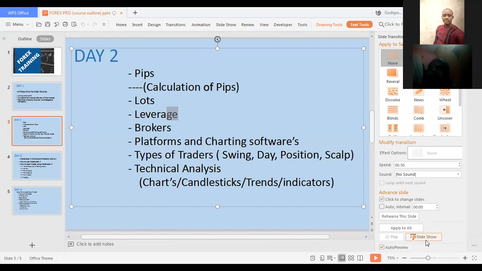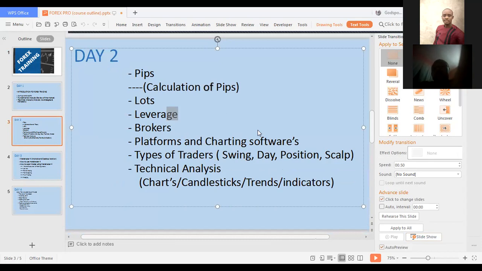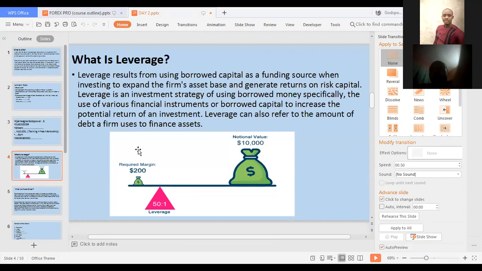What exactly is leverage? Leverage is when brokers, just a minute, let me show you the PDF. Leverage results from using borrowed capital as a funding source when investing to expand the firm's asset base and generate returns on risk capital. Leverage is an investment strategy of using borrowed money, specifically the use of various financial instruments or borrowed capital to increase potential returns of an investment.